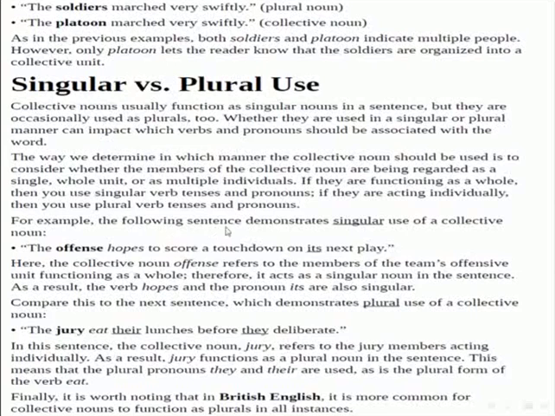For example, the following sentence demonstrates singular use of a collective noun. Here, the offense hopes to score a touchdown on its next play. The offense here is a singular noun. Here, the collective noun offense refers to the members of the team's offensive unit functioning as a whole. Therefore, it acts as a singular noun in the sentence. As a result, the verb hopes and the pronoun its are also singular.